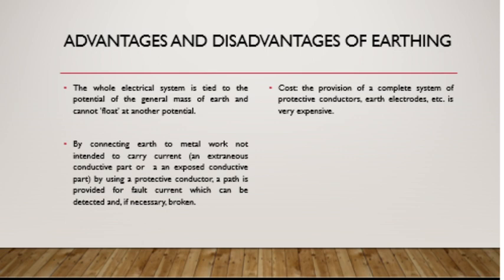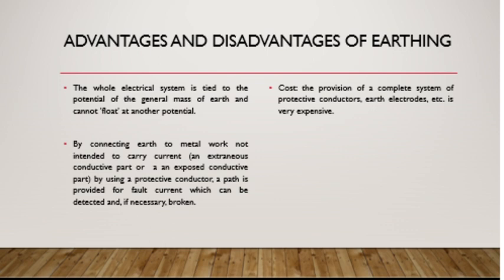The second is, by connecting earth to metal work not intended to carry current, an extraneous conductive part or an exposed conductive part, a protective conductive path is provided for fault current, which can be detected and, if necessary, broken. So that protective wire connected between the surface of a particular equipment and the ground will not take current in the healthy position.